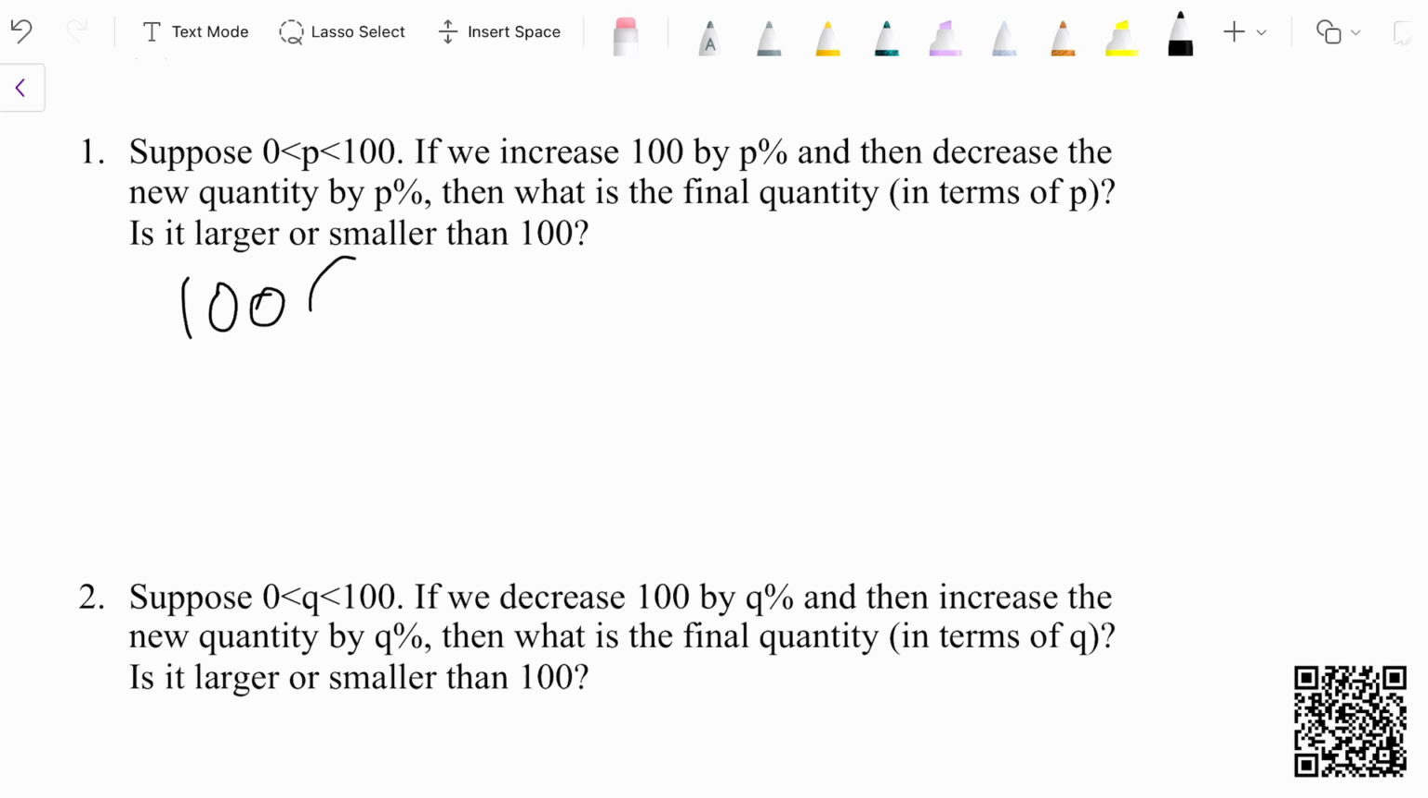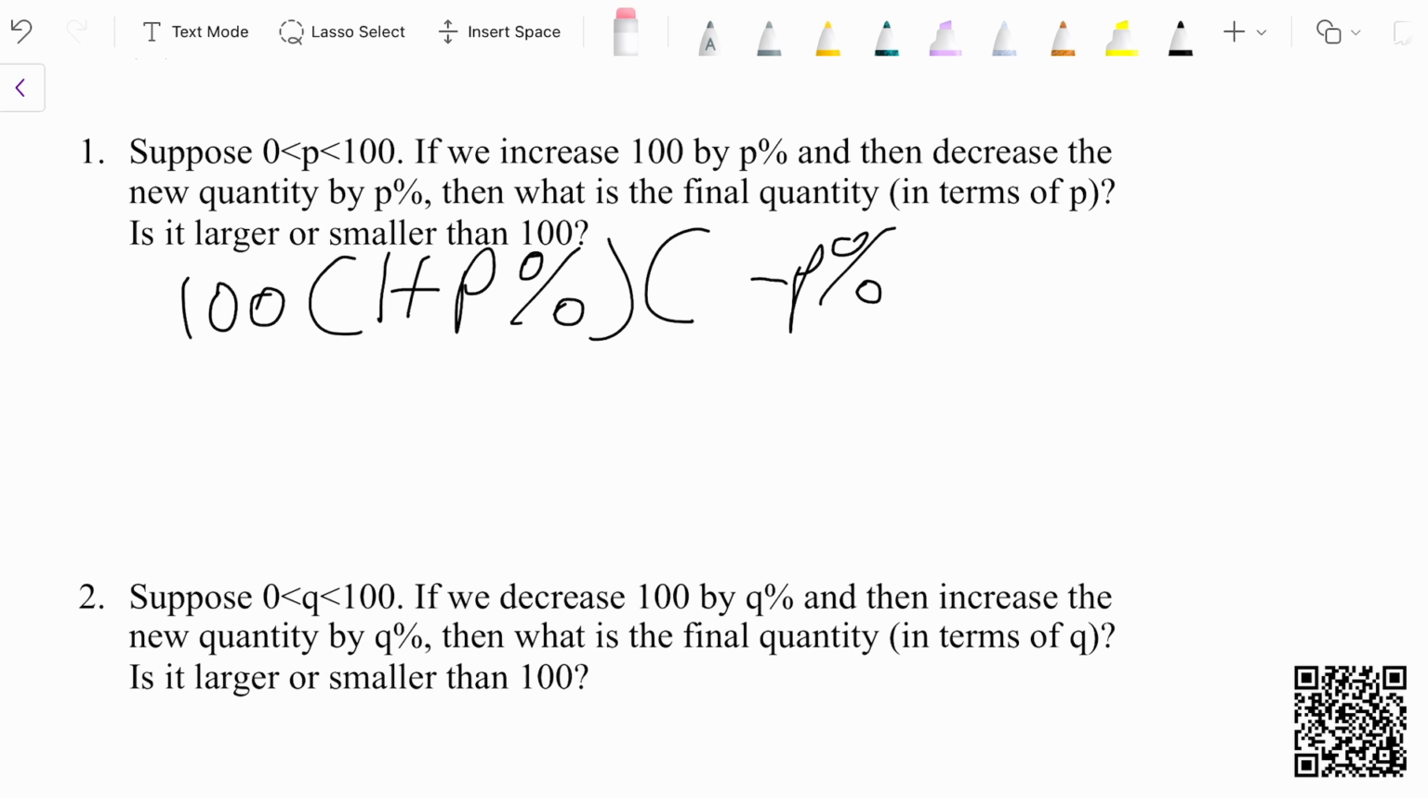If we increase 100 by p%, which would be 100 times (1 plus p%), and then decrease the new quantity by p%, so 1 minus p%. Let me just erase that stupid little dot. It's literally my pet peeve. Anyway, then what is the final quantity in terms of p?